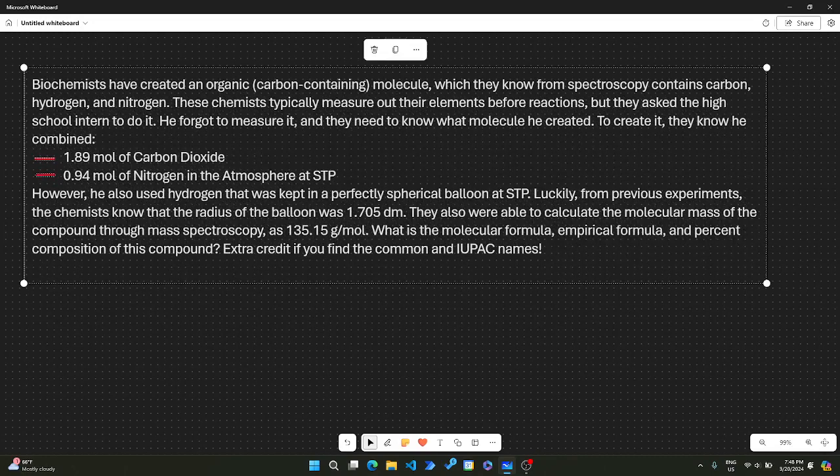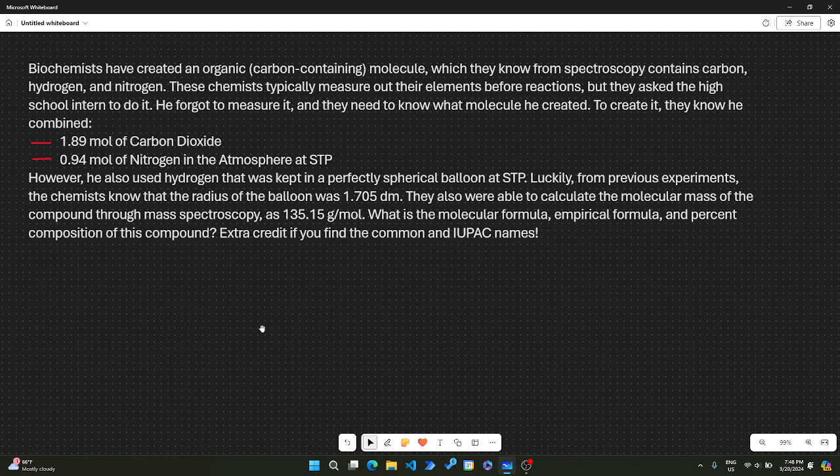is this. Biochemists have created an organic or carbon-containing molecule, which they know from spectroscopy contains carbon, hydrogen, and nitrogen. These chemists typically measure out their elements before reactions, but they asked the high school intern to do it. He forgot to measure it, and they need to know what molecule he created.